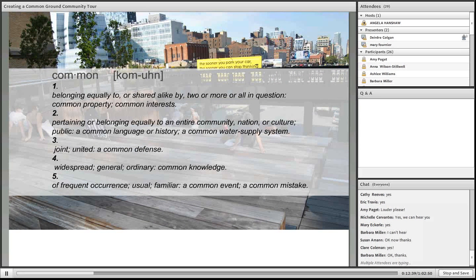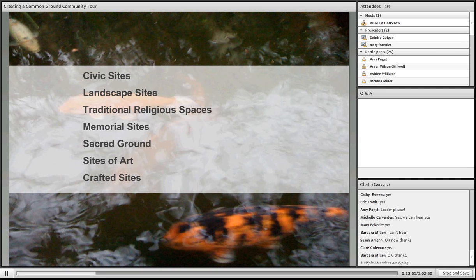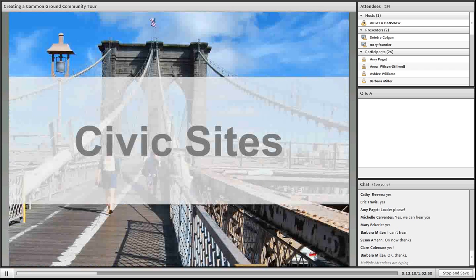What I've chosen to do in the webinar presentation today is to really show you some visual examples in order to illustrate what I feel are good sites to think about as you create this tour. So I'm going to show you some examples. This is a list of sites that I've rounded up that I feel are perfectly appropriate for your tour. The first kind of site is civic in nature.